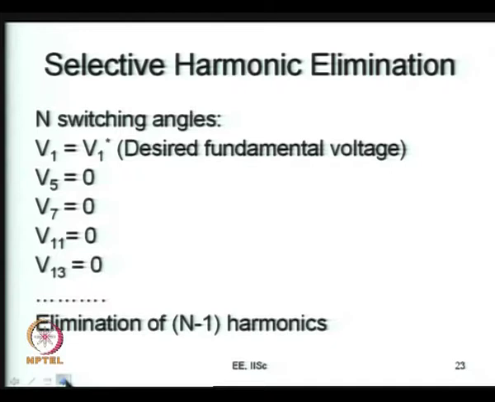If you look at the selective harmonic elimination and you look at n switching angles, you can have n number of equations. So, V1 equal to V1 star, the desired fundamental voltage, is one of your equations. Then you can go about eliminating capital N minus 1 harmonics, where N is the number of switching angles per quarter. You can eliminate 5th, 7th, 11th, 13th and up to N minus 1 harmonics. It is capital N number of simultaneous equations. These are all transcendental equations and you can solve them and come up with solutions.